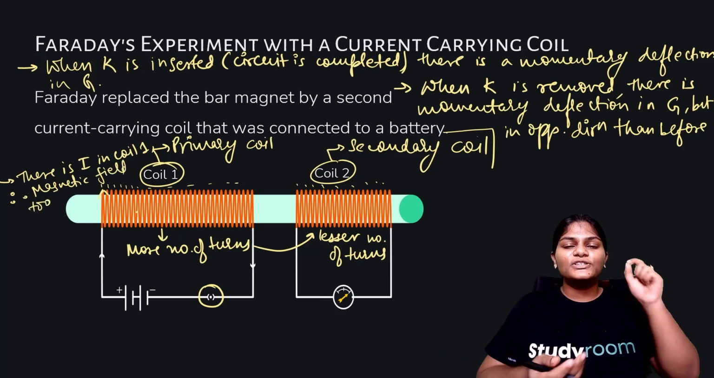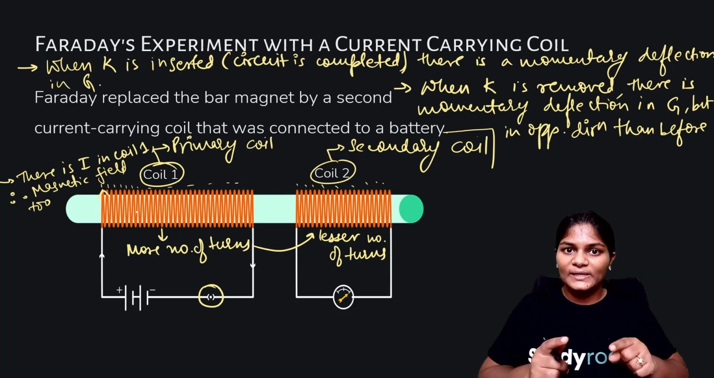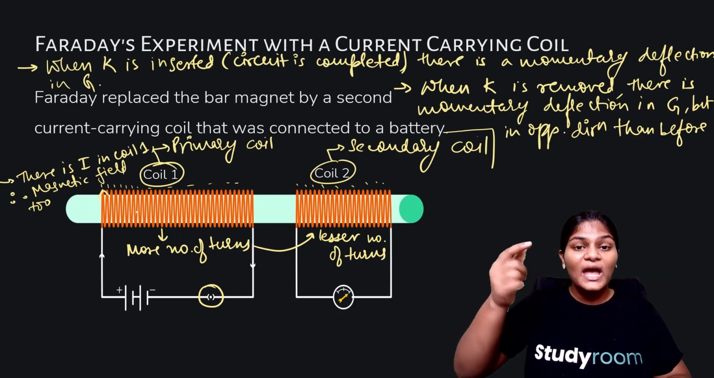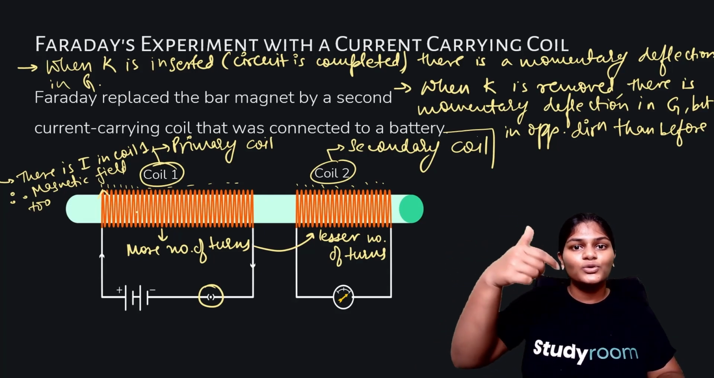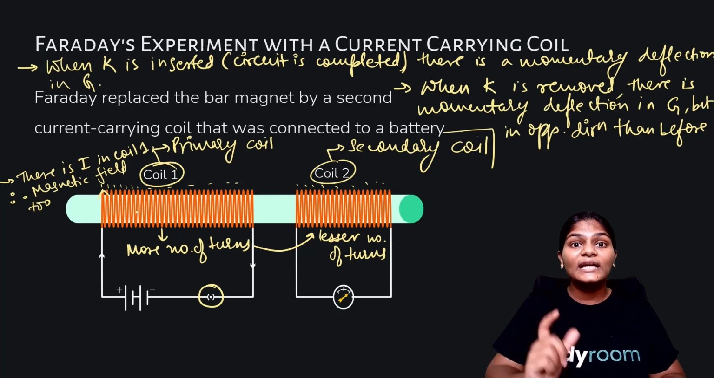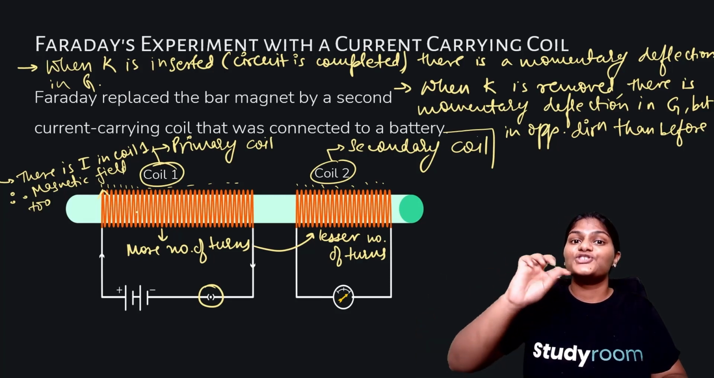So when we just switch on the wire, when we just place the key and complete the current, the magnetic field is set up. And when we remove the key, the magnetic field again changes. It goes to 0, right? And we see that current is induced in the coil 2 only when the magnetic field is changing.